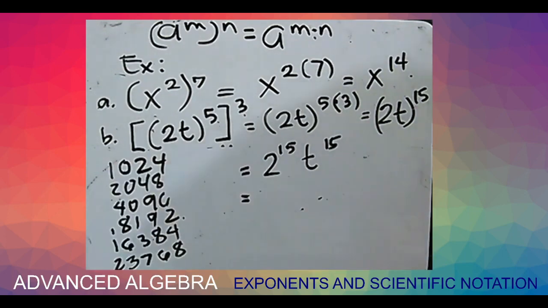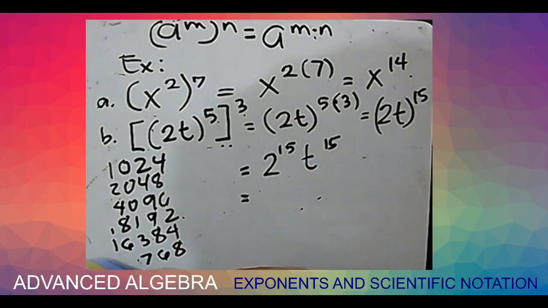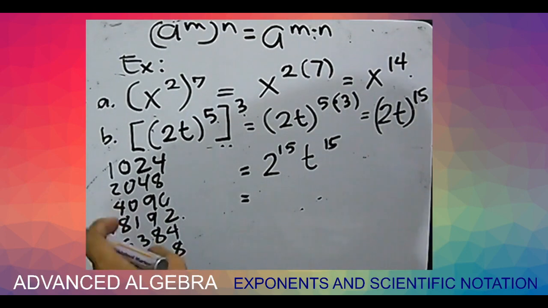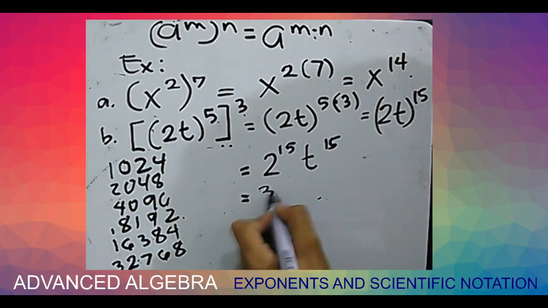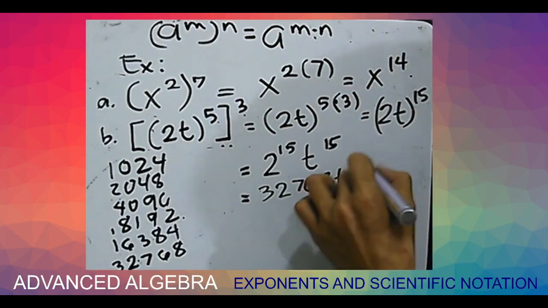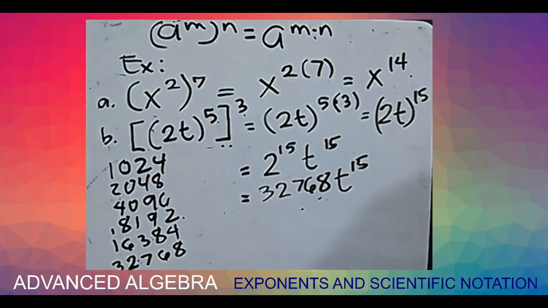So tingnan natin kung tama sa calculator. So 32768. Nagkamali ako ng sulat. Mali, baliktad. Ito. Wala nga pala akong carry kasi 3 plus 3 is 6 plus 1 is 7. Tama. So ito ay 2. 6 plus 6, 12. Carry 1 plus 1, 2 plus 1 pa, 3. So sagot dito ay 32,768 t to 15. Ayan, yun ang simplified ng 2 to the 15 power, t to the 15 power.